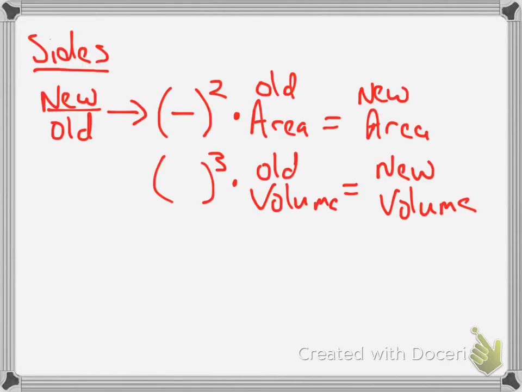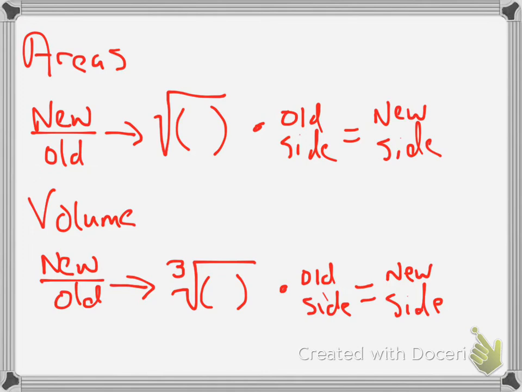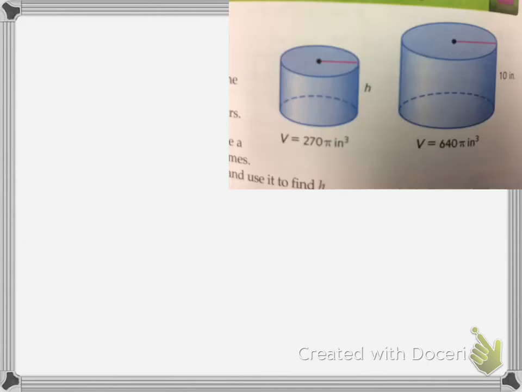Similar idea here. If I have the areas, new over old, and I took the square root times the old side, I got the new side. Well, now if I have the volume, I need to take the cube root, and I will show you how to do that. Multiply by the old side and get the new side. So how does that work? I have to decide what's new and old. Remember, new is the one that's missing something. So I'm going to say this one is new, which is kind of backwards from what we normally do, and this one is old. They're giving me the volumes here.